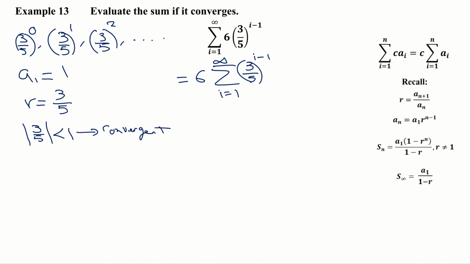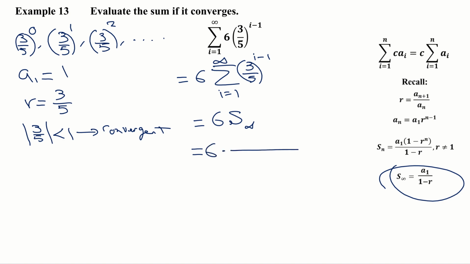So we should be able to find the sum using this formula. Basically, this is going to be 6 times S infinity for this sequence, right? So we get the sum of all the terms of this sequence, which becomes a series. So it's going to be 6 times, remember, a1 is 1, not 3/5. Be real careful with that. Over 1 minus r, and r is 3/5. Now we're just going to type it in.